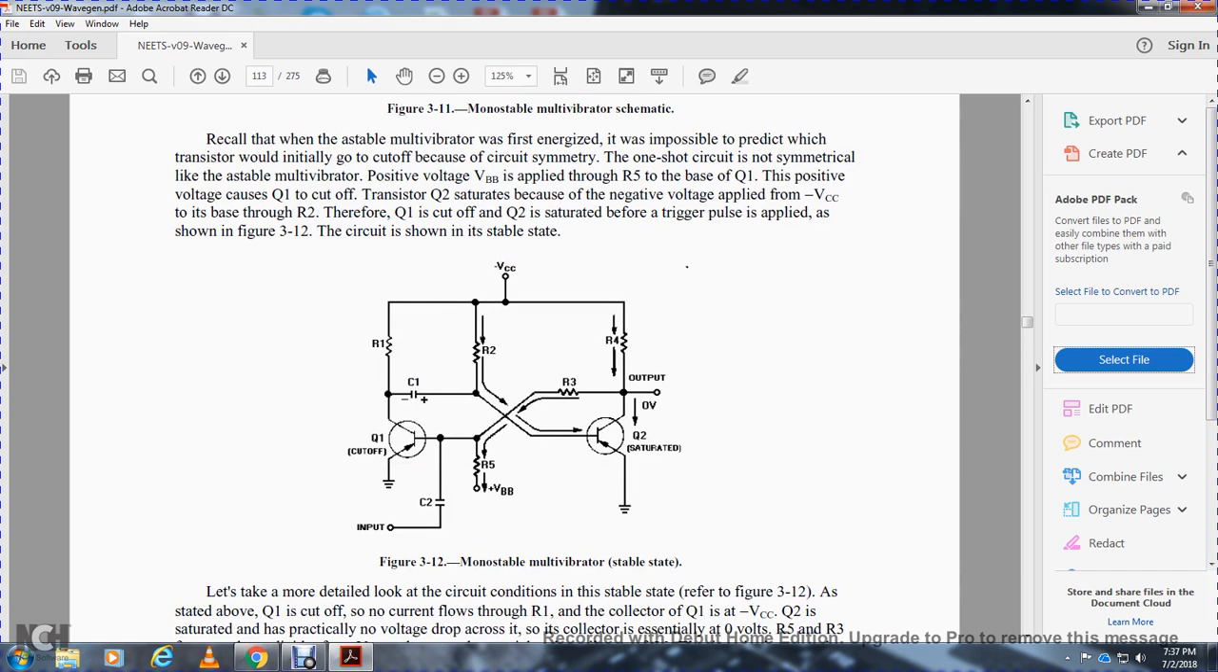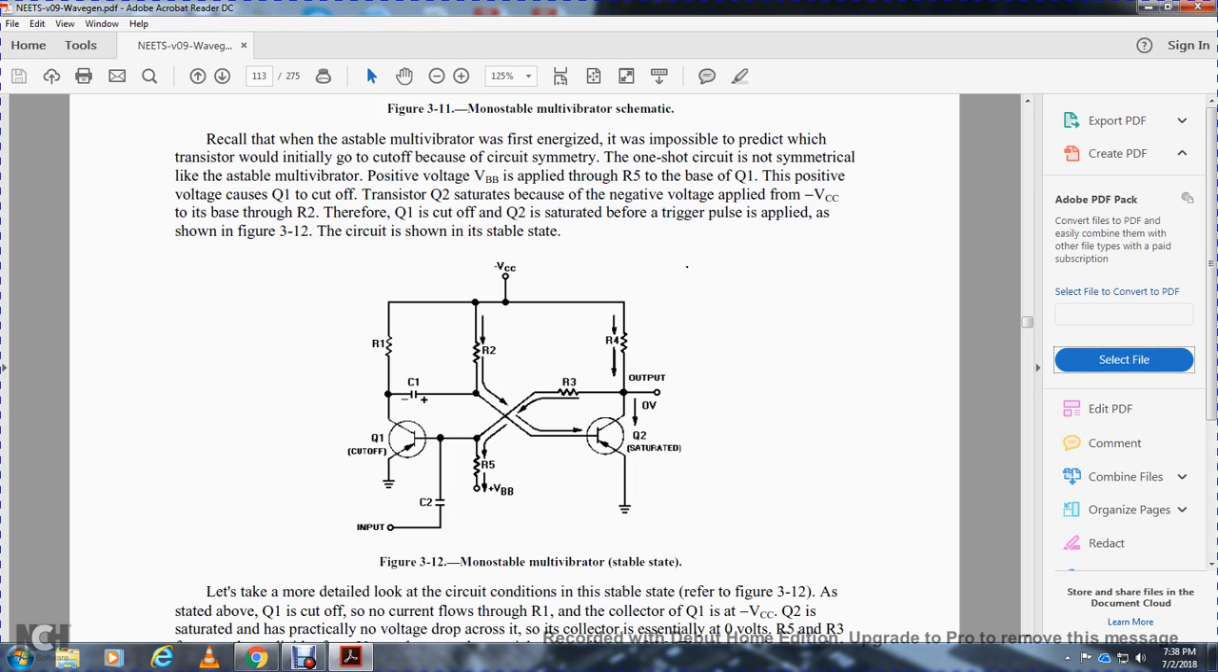Recall that with the astable multivibrator, when energized it was impossible to predict which transistor would initially cut off. With a one-shot circuit that is not symmetrical like the astable multivibrator, a positive voltage is applied through resistor 5 to the base of transistor 1. The positive voltage cuts off transistor 1. Transistor 2 saturates because of the negative voltage applied from the collector voltage through resistor 2 to its base. Therefore, transistor 1 is cut off and transistor 2 is saturated before the trigger pulse is applied.